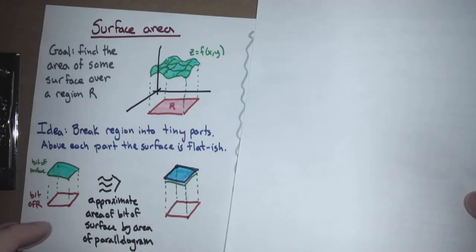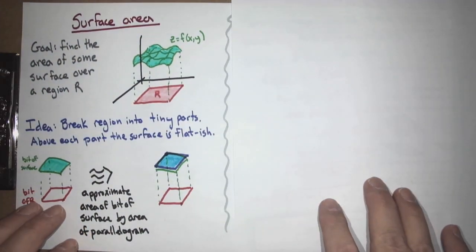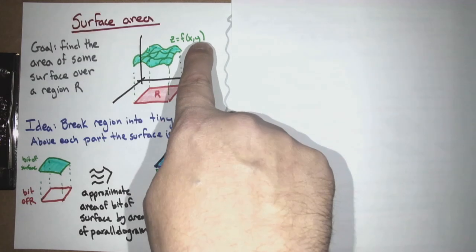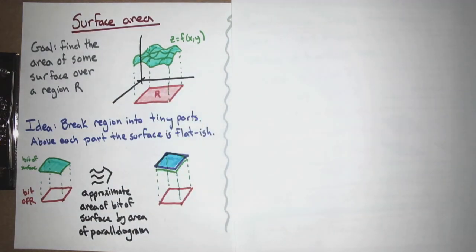So, surface area. What's our goal? Well, basically it's what you think. Our goal for surface area is we want to find the surface area. So, we have a function upstairs, z equals f of xy, which is not flat. Flat things are too easy. It's all wiggly. And the question is, well, how much area is in that surface over our region R?